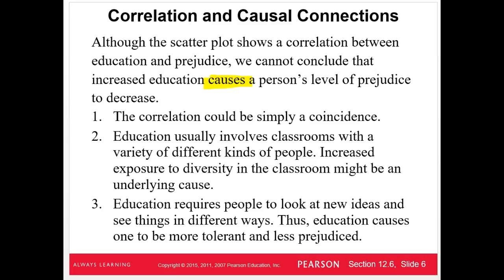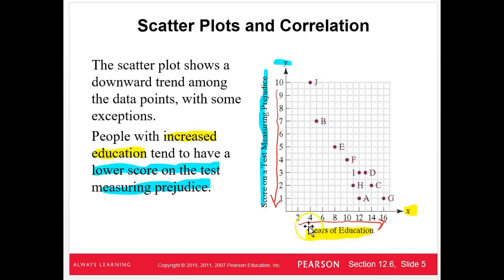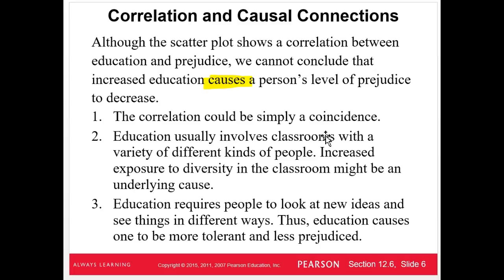So what could be causing it if it's not the increase in education? Well, it could just be happening by chance. It could just be a coincidence. But more than likely, it's got to do with these other two things. Education involves classrooms, and in classrooms we typically are around a group of diversified people, different kinds of people. Just being around different people, or being exposed to diversity in a classroom, could be a root cause, because we are not isolated like people who don't go to school for long. The people down here didn't go to school for long, so they weren't able to be around different people enough to know that they're not really any different than they are.